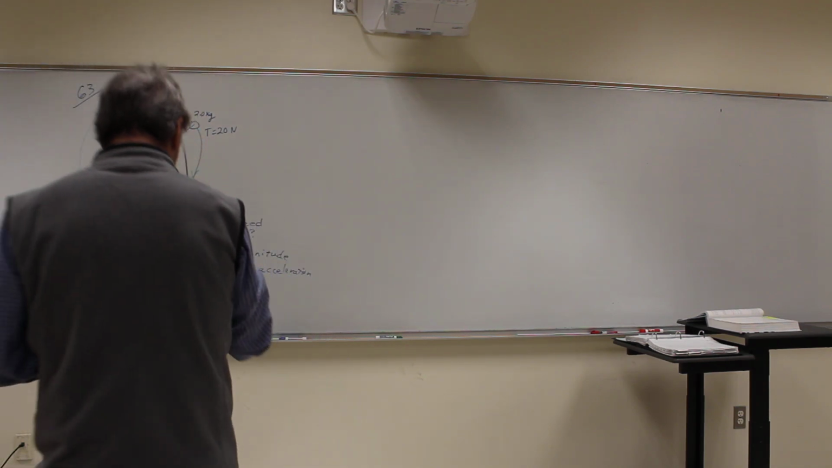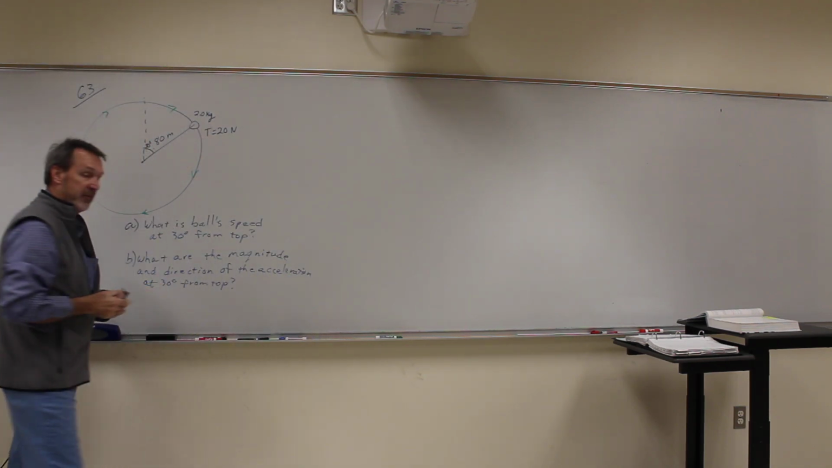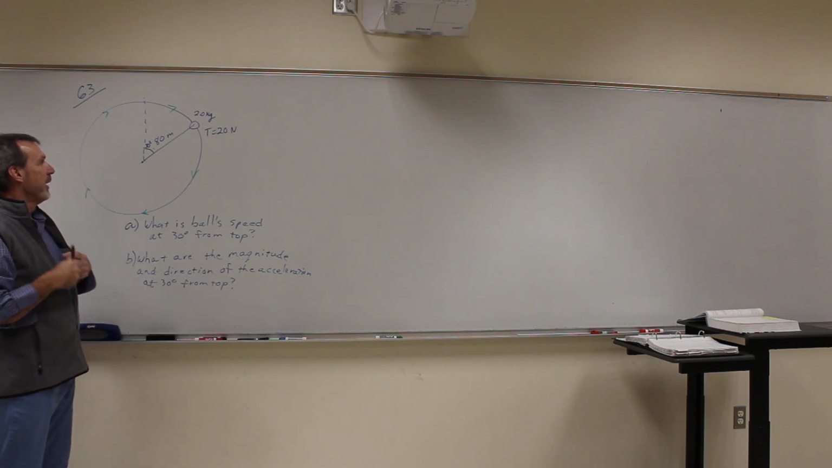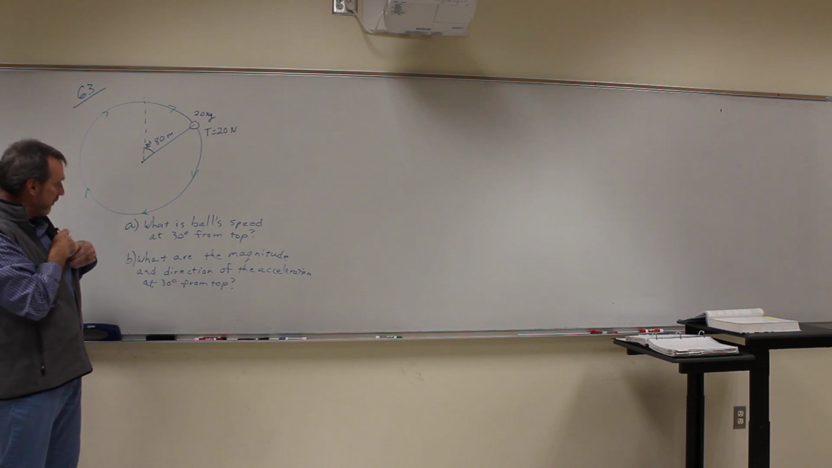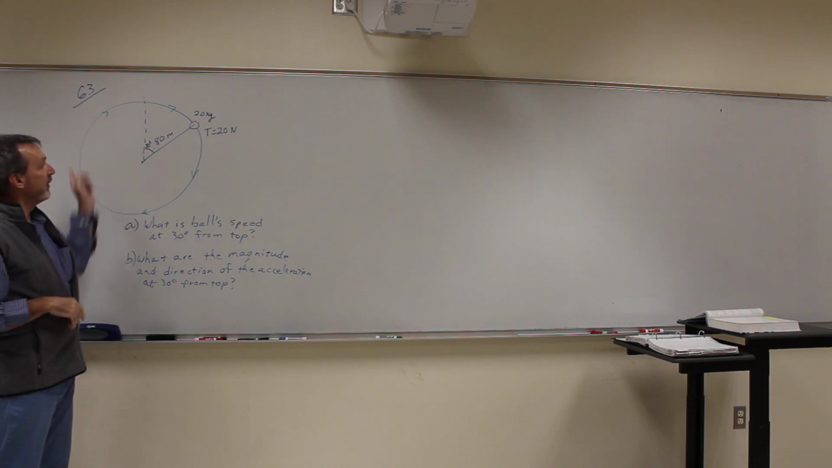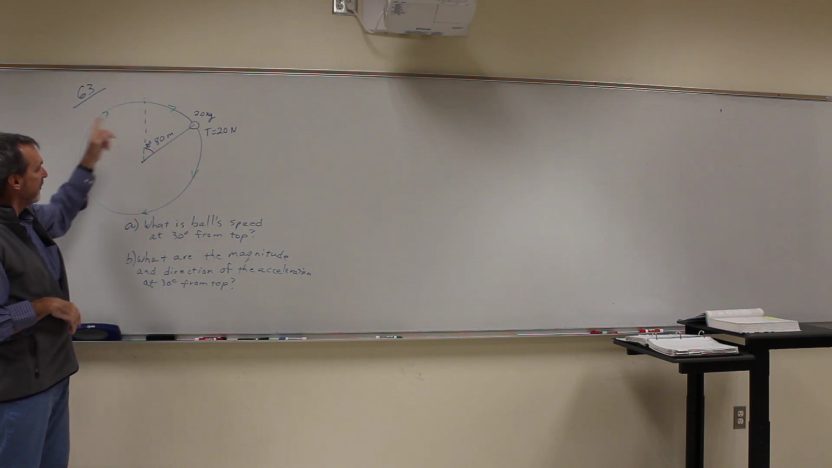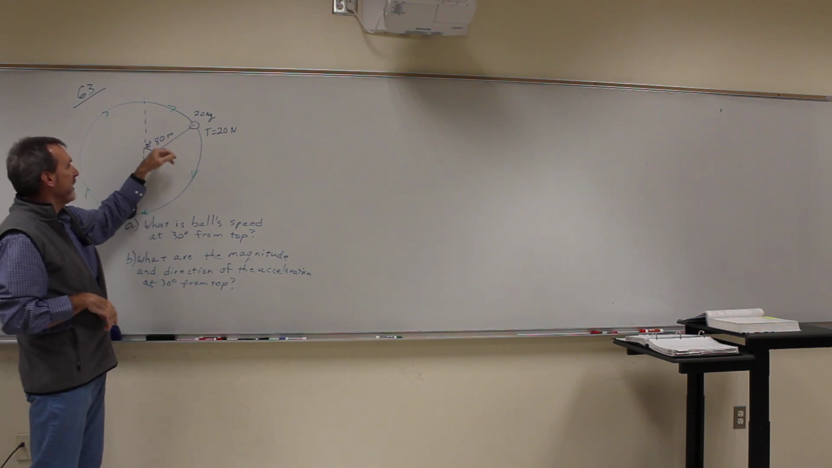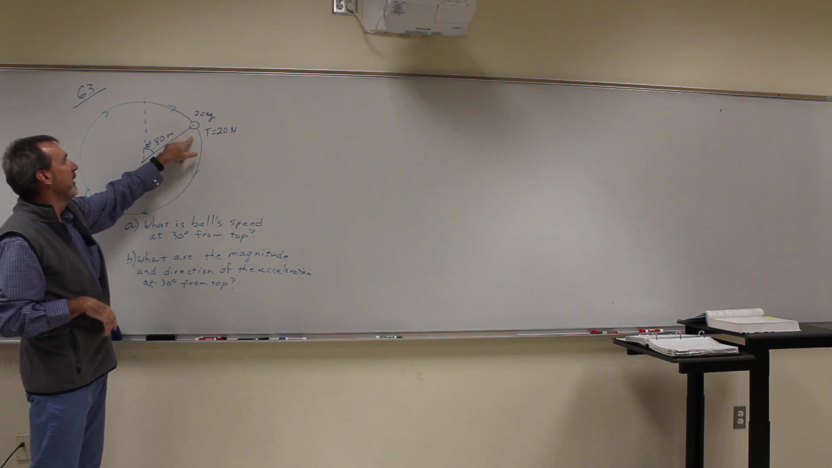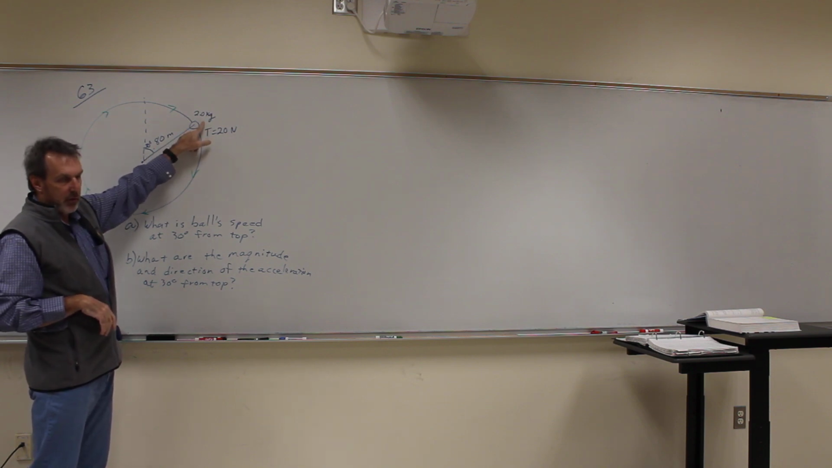All right, this is number 63 from chapter 8. We're going to do it as a review. In this problem, we have a ball swinging in a vertical circle. It's going around, and we're given that the length of the string is 0.80 meters, 80 centimeters. The ball has a mass of 2 kilograms.